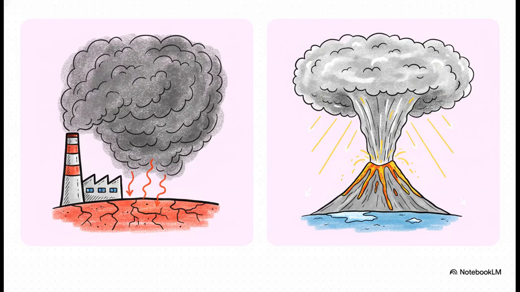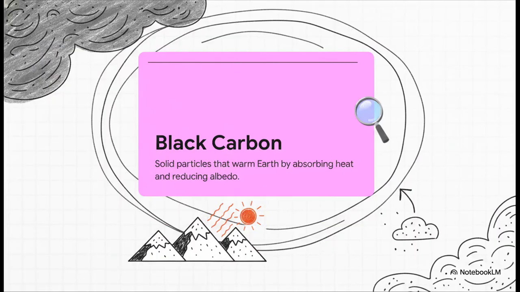You've got positive forcings, like our excess greenhouse gases, which definitely warm the planet, but you also have negative forcings. Things like the dust from massive volcanic eruptions or certain atmospheric aerosols can actually cool the Earth down by blocking incoming sunlight. A really fascinating example to look at here is black carbon. Now, it's not actually a gas, it's a solid particle, commonly known as soot, which comes from incomplete combustion like diesel exhaust or burning biomass.